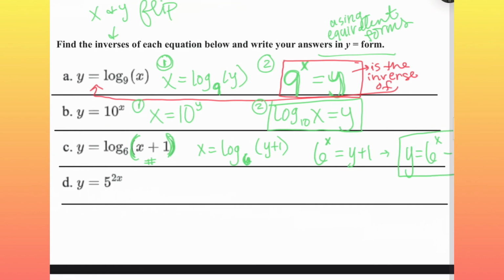And now that same idea is going to apply for part D. That exponent of 2x is still just the exponent. All of the same rules apply. So I just flipped my x and my y. The 2 stayed where it was. Now I have log base 5 of that output x equaling the exponent of 2y. And then again, we've just got one more step to fully isolate y by dividing by 2 on both sides.